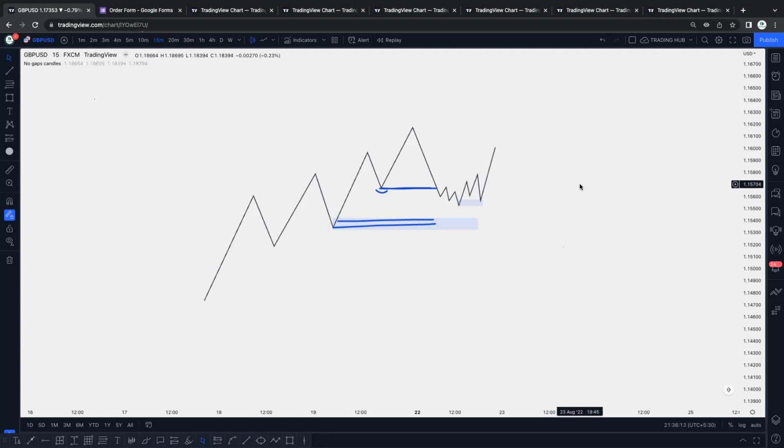I will suggest that if you are starting, if you recently joined our community, try to catch entry type 3, because entry type 3 gives a better confirmation for the buy and sell.